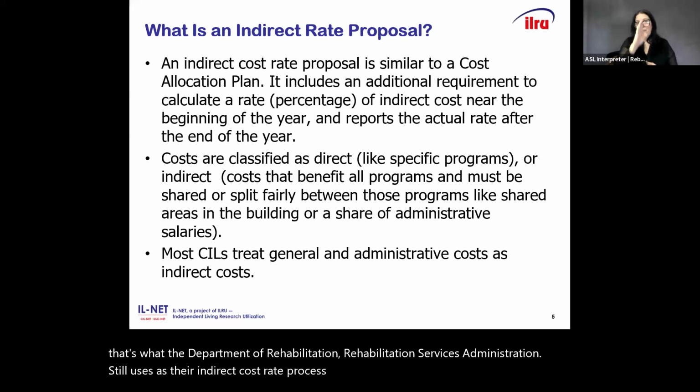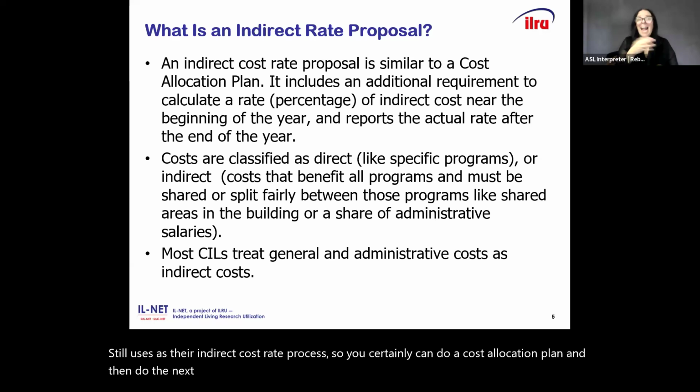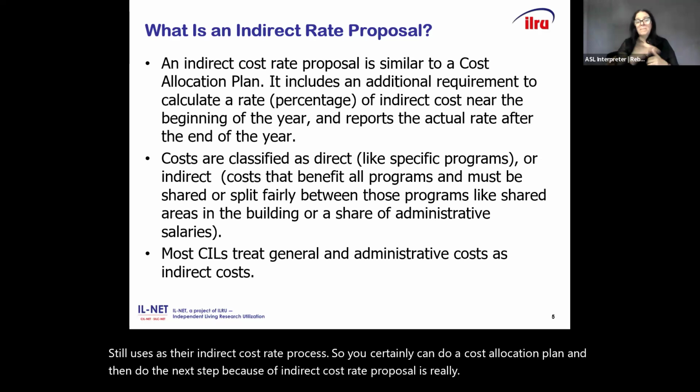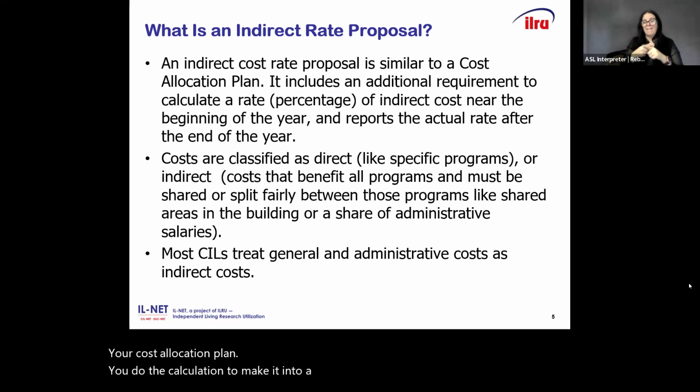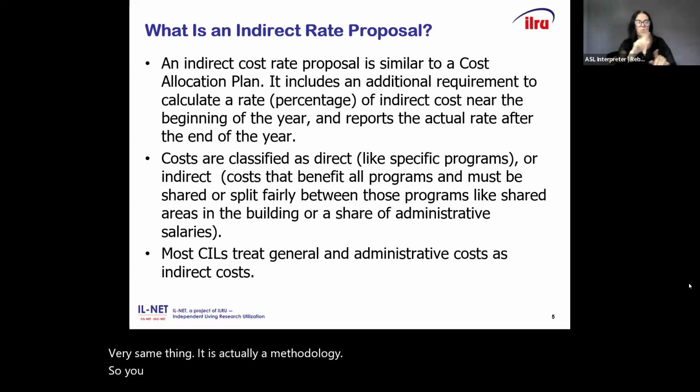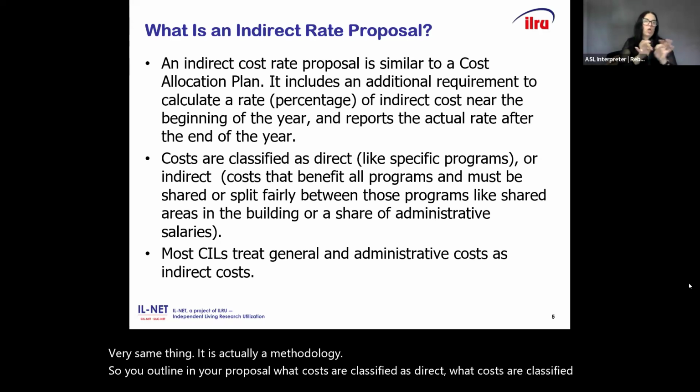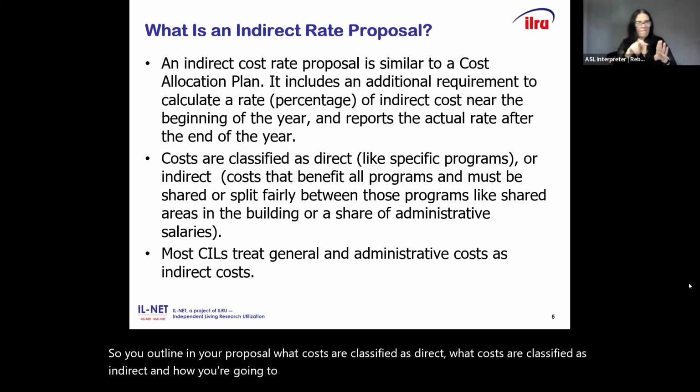So you certainly can do a cost allocation plan and then do the next step, because an indirect cost rate proposal is really your cost allocation plan. Then you do the calculation to make it into a percentage. So it's the very same thing. It is actually a methodology. So you outline in your proposal what costs are classified as direct, what costs are classified as indirect, and how you're going to share them across your funding sources.